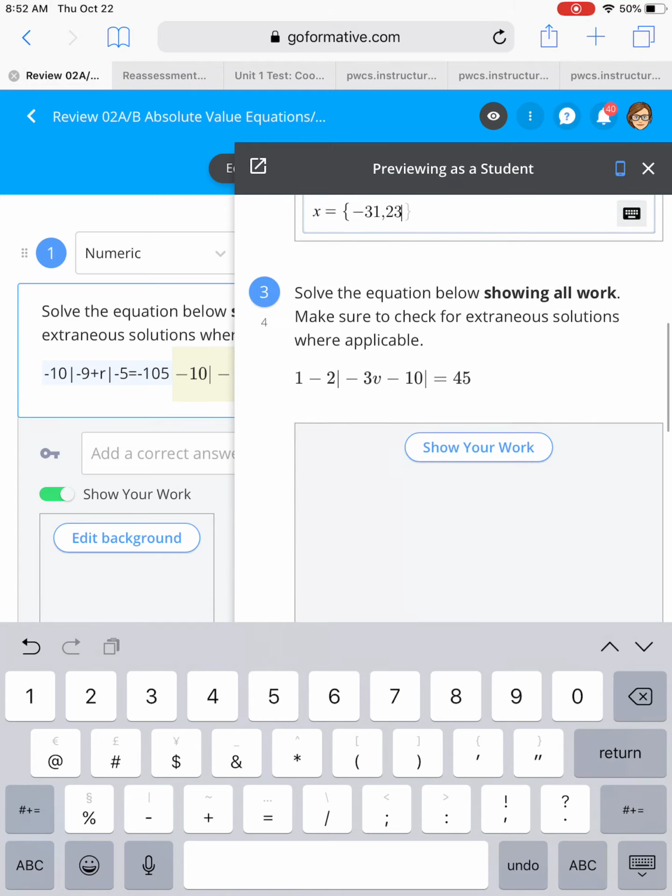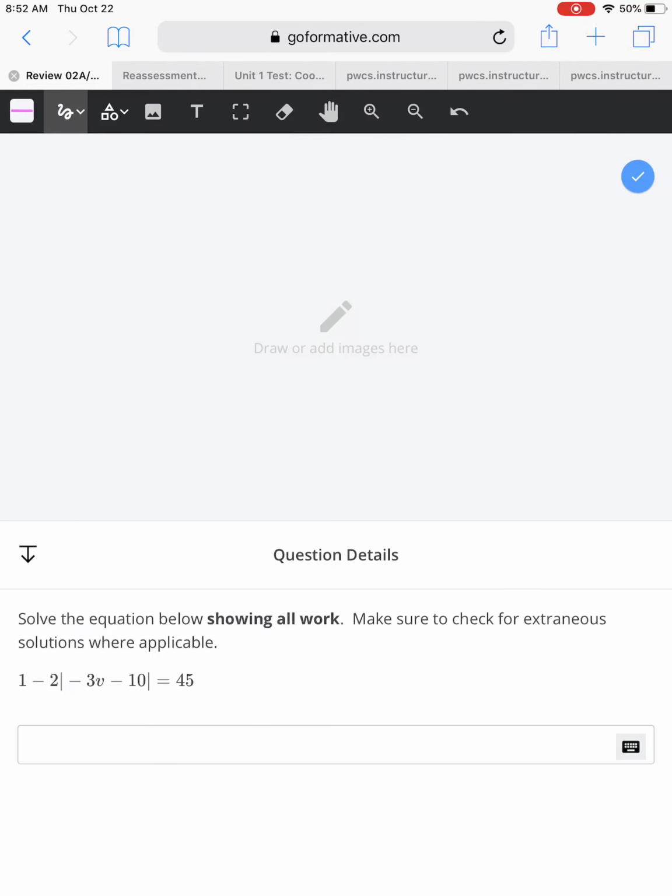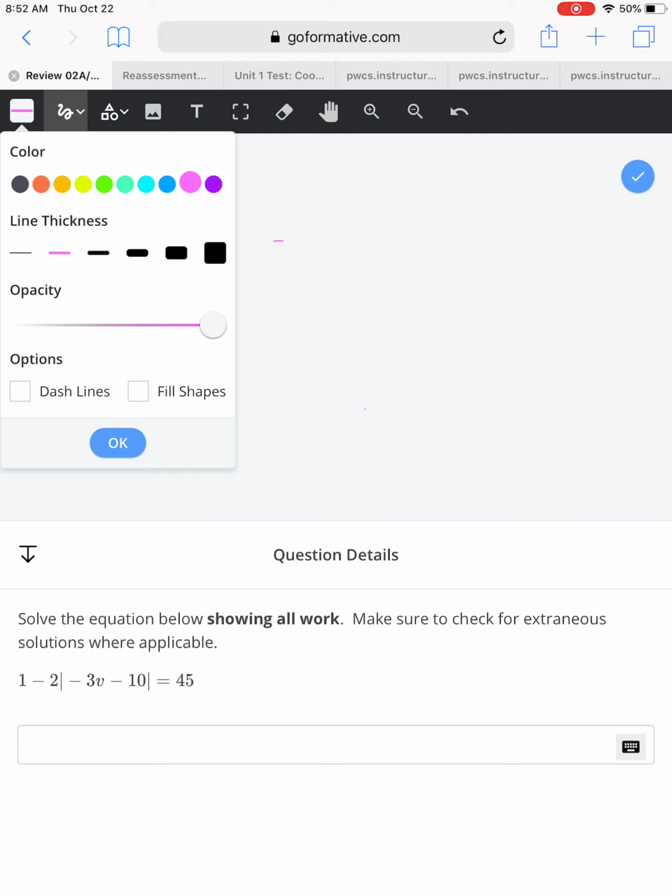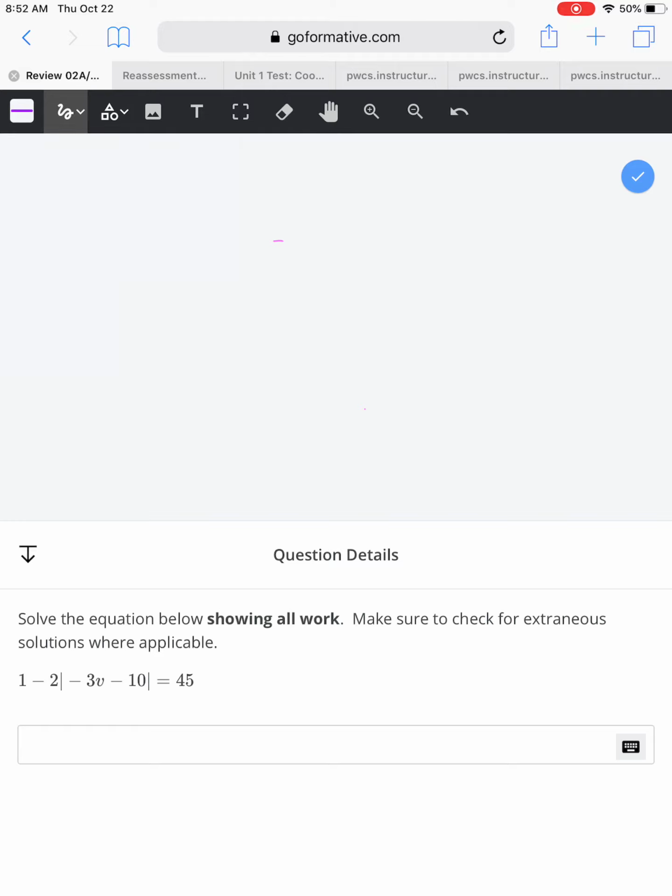Okay, so that's up. So let's go and do the next one. I'm going to switch to purple just because it's fun. 1 minus 2 times the absolute value of negative 3v minus 10 is equal to 45. One of the biggest mistakes is you guys like to combine these. You cannot combine those terms because they're not like terms.